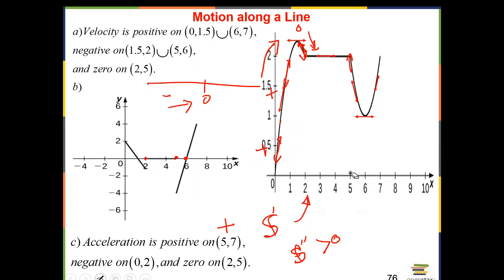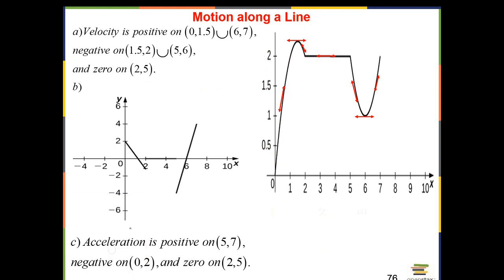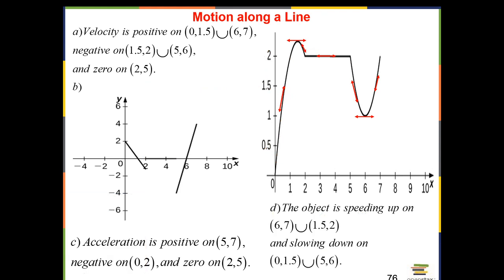From 2 to 5 is 0 because the velocity is 0, right? If the velocity is 0, acceleration is 0, right? All right, so when is it that the function is increasing, speeding up or slowing down? Well, the object is speeding up on 6 to 7 and 1.5 to 2.